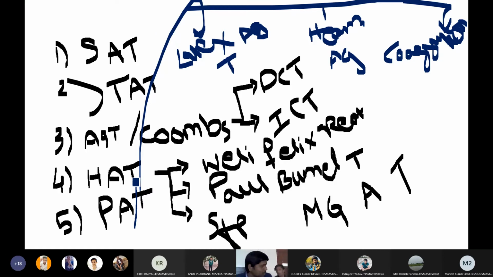So we have 5 types of agglutination test. Slide agglutination test, tube agglutination test, antiglobulin test or Coombs test, heterophile agglutination test, and passive agglutination test.